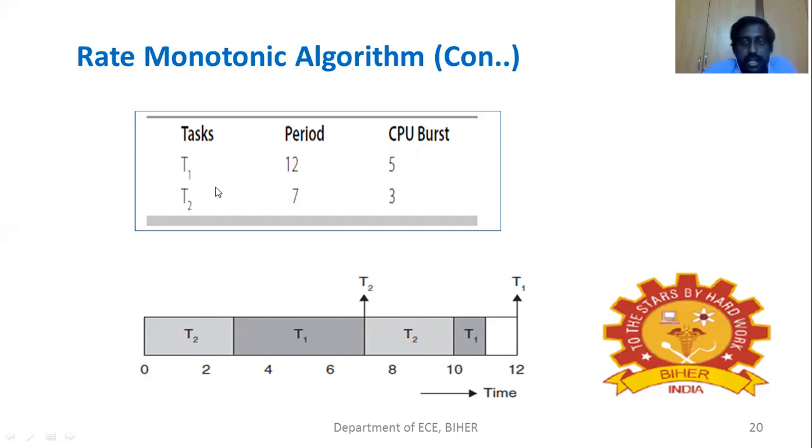We should execute the task with the minimum time period first, so I execute T2 before T1. T2 is executed first because T1 requires a time period of 12. So T1 is executed after T2, because its time period is more compared with the time period of T2, which is 7.